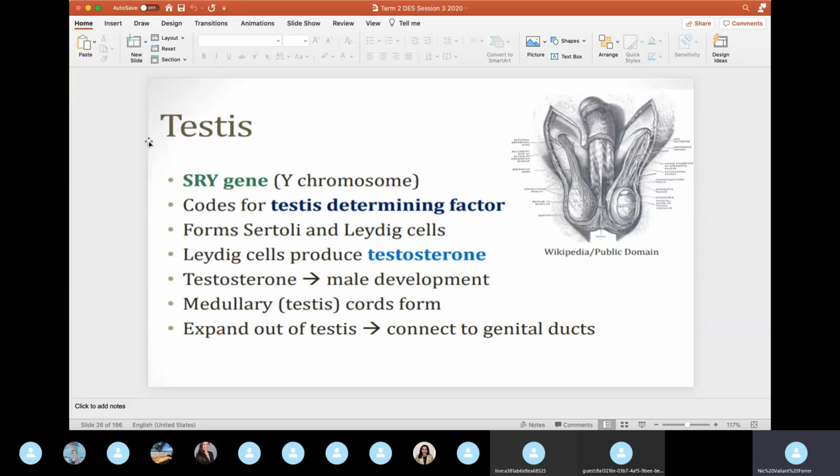Now, let's go. Testes, right? How does the baby become a male? You need to have an SRY gene from the Y chromosome. What does this gene code for? It codes for testis determining factor. This testis determining factor forms Sertoli and Leydig cells. Don't forget, Leydig cells produce testosterone. Testosterone is used for male development, specifically the male secondary sexual characteristics.